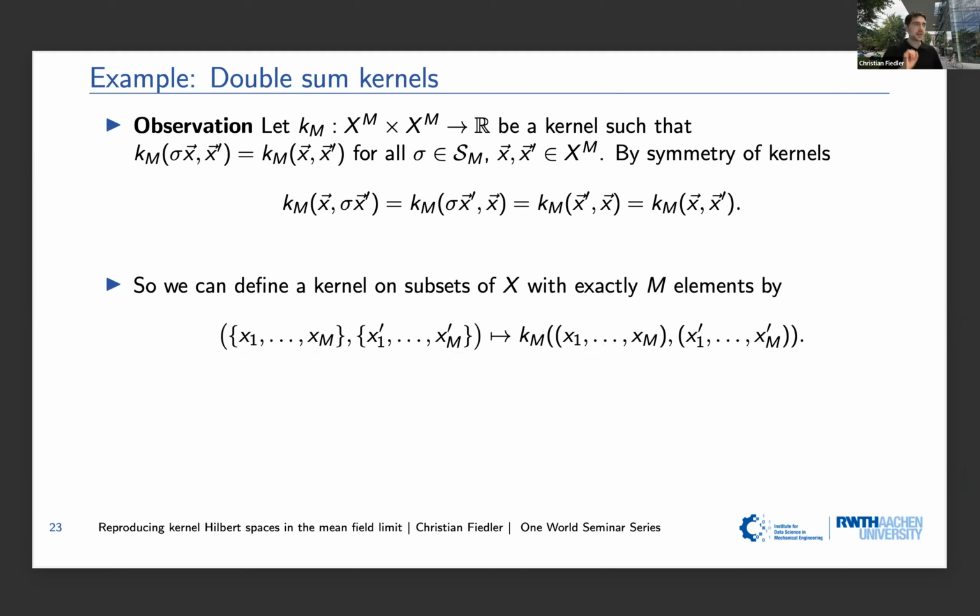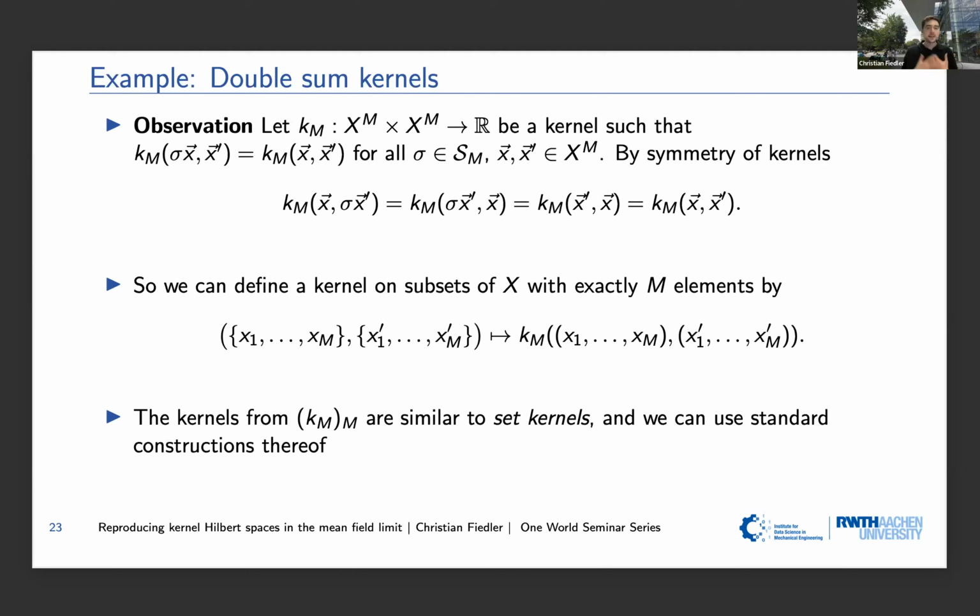In other words, it's permutation invariant in both inputs. So actually, we can define as well a kernel of subsets for input set X having exactly K elements. So we simply take two of those sets. We then put them into two tuples, in an arbitrary ordering, and then we put it into the kernel. And because of the permutation invariance, this procedure is well defined.